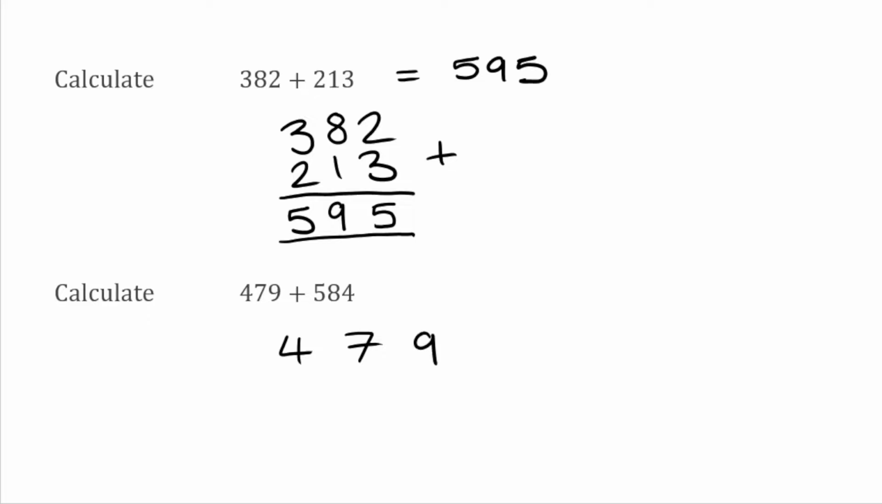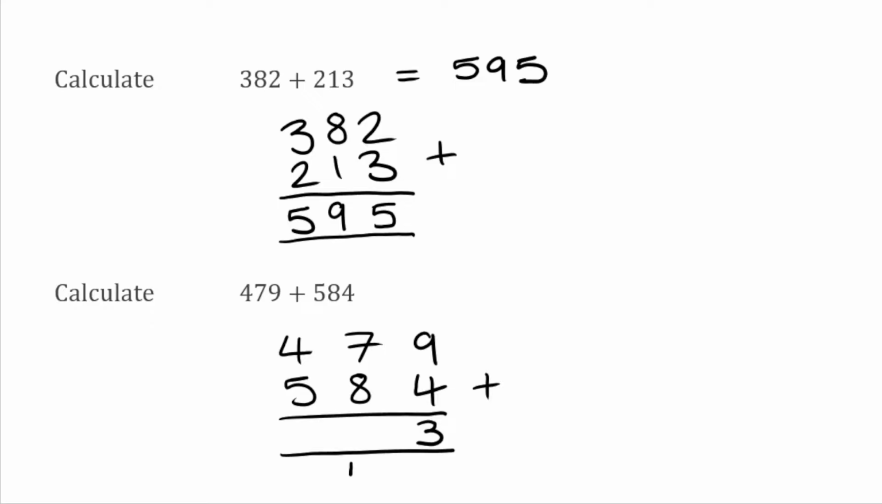Okay, for this next example, we have 479 plus 584. Again, starting with the right-hand side first, I'm going to do 9 add 4, which is 13. Because we have 13, we'd have the 3 from the units, which goes in the units column. And then I'd have the 1, which represents a 10. So I'm going to bring that over to the tens column, and I'm going to write it underneath here.